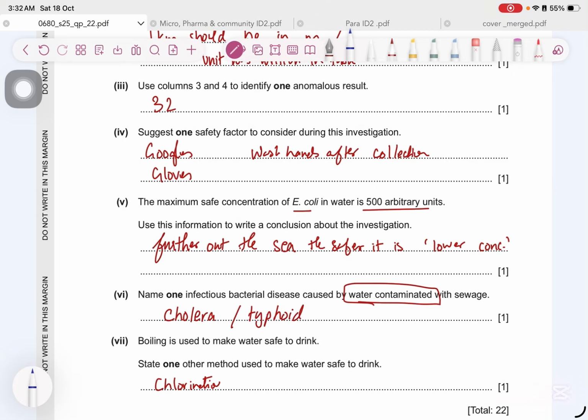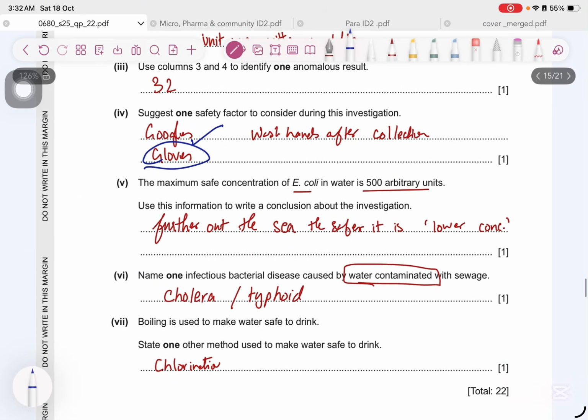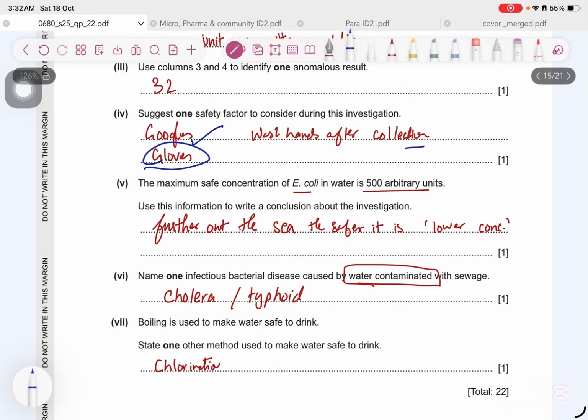Consider one safety factor to consider during this investigation. Goggles and definitely gloves. Okay, if you forgot the goggles, it's okay, but gloves, guys. You're literally touching feces and sewage. That's absolutely disgusting. Okay, so definitely gloves. And wash your hands after collection. Because hello, that's feces. Ew.